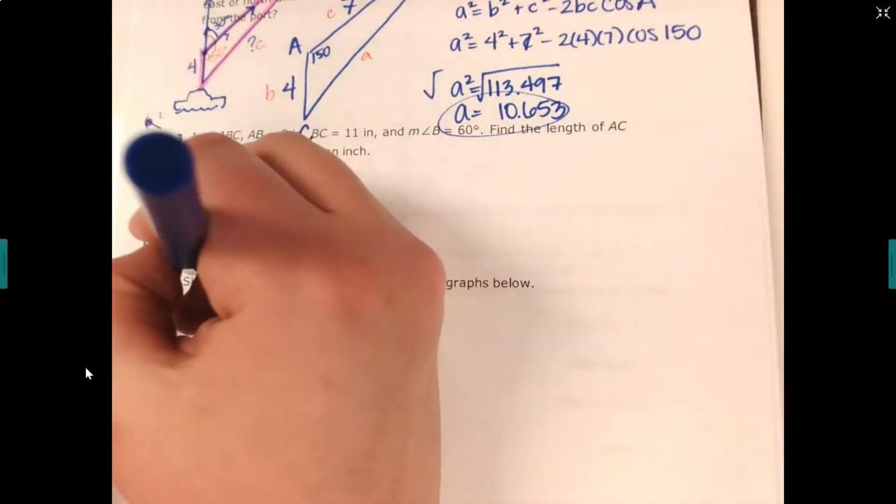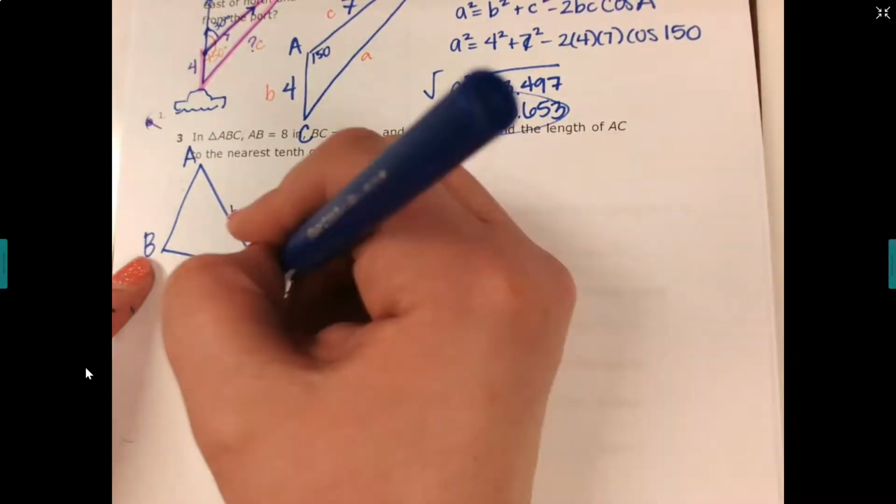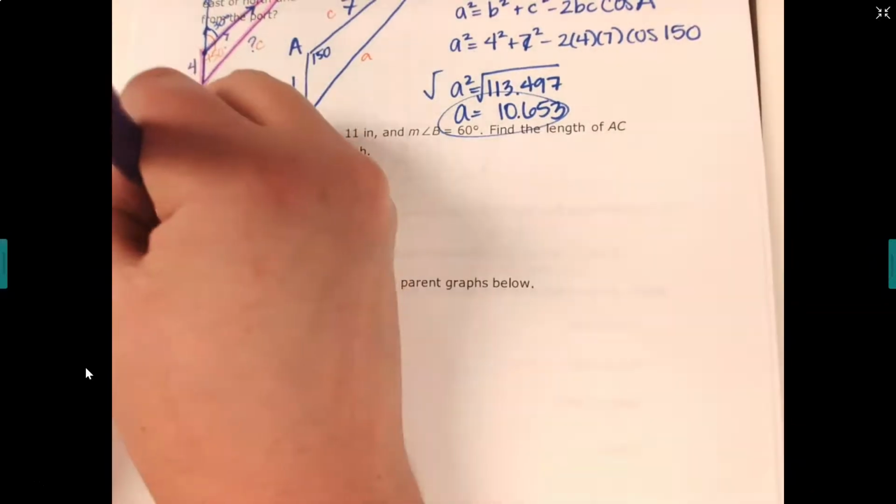Here's big A, here's little a. Here's big B, here's little b. Here's big C, here's little c. And now I'm ready to label the information they gave me. They tell me that AB is 8. That's here.